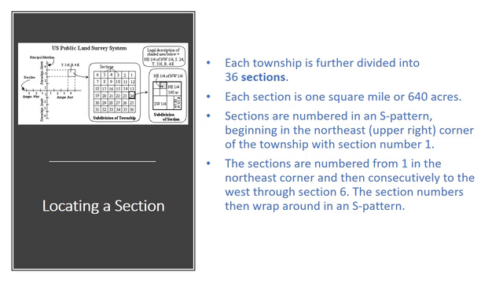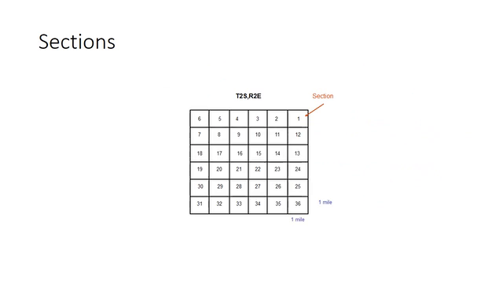Now, locating a section. Each township is further divided into 36 sections, and each section is 1 square mile or 640 acres. The sections are numbered in an S pattern beginning in the northeast upper right corner of the township with section number 1. The sections are numbered 1 in the northeast corner consecutively west through section 6. Then it drops down and comes back. So the section numbers then wrap around in an S pattern. And there's an example for you.